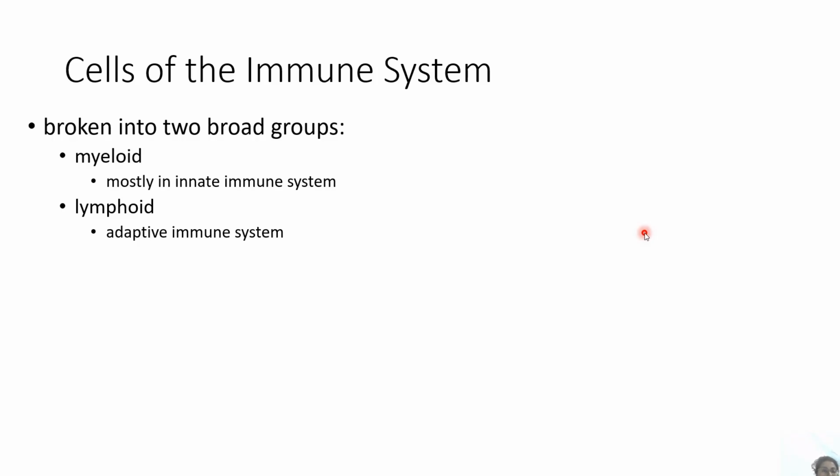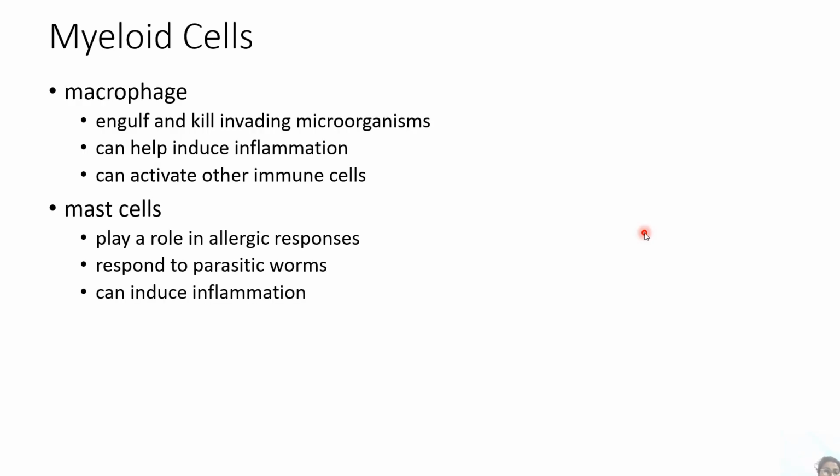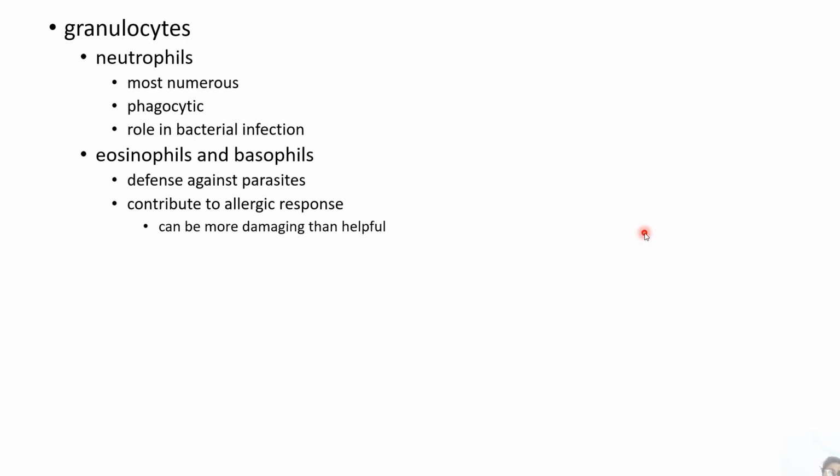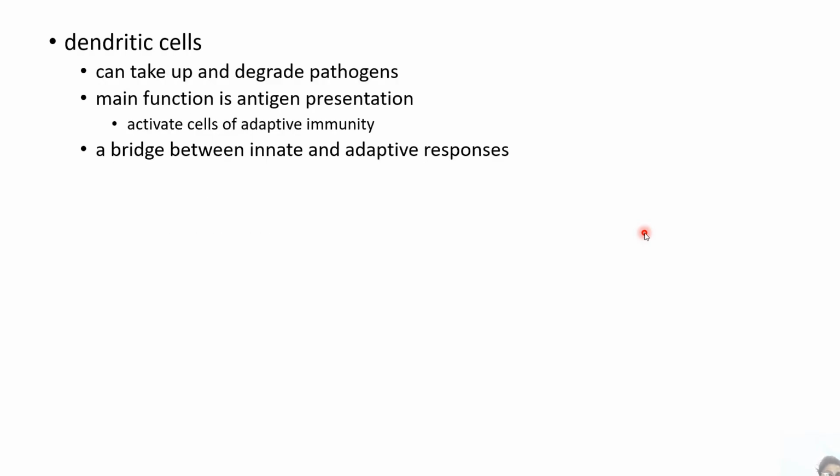Cells of the immune system have been broken into broad groups: myeloid, mostly in the innate immune system, and lymphoid, adaptive immune system. Myeloid cells include macrophages, which engulf and kill invading microorganisms, can help induce inflammation, and can activate other immune cells. Mast cells play a role in allergic responses, respond to parasitic worms, and can induce inflammation. Granulocytes: neutrophils, most numerous, phagocytic role in bacterial infection; eosinophils and basophils, defense against parasites, contribute to allergic responses, can be more damaging than helpful.